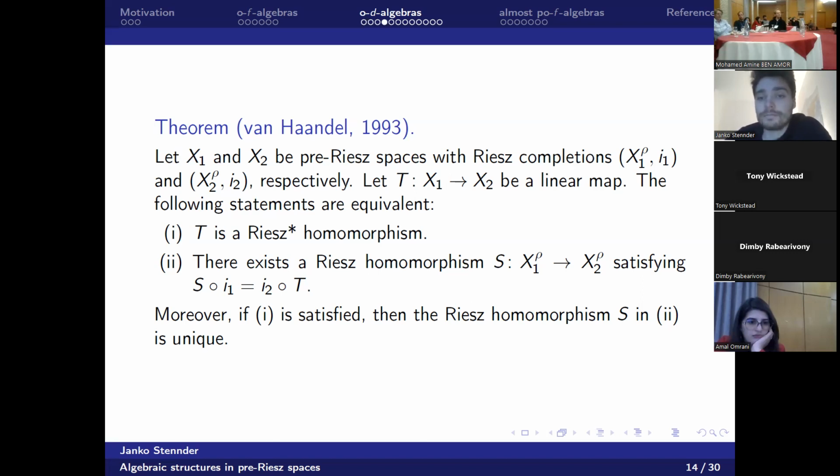So Riesz-star homomorphisms are exactly those linear maps between the pre-Riesz spaces which extend to Riesz homomorphisms on the Riesz completions. And the difference to Riesz homomorphisms here is, of course, they also extend to Riesz homomorphisms on the Riesz completions, but not every restriction of a Riesz homomorphism is always a Riesz homomorphism on the pre-Riesz spaces. It's kind of confusing because the notions have the same name, but Riesz-star homomorphisms are kind of the right generalization for the setting of pre-Riesz spaces.